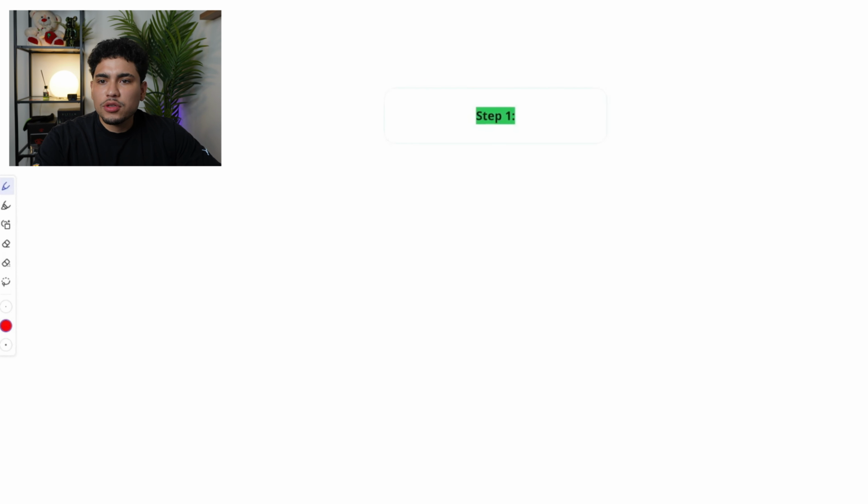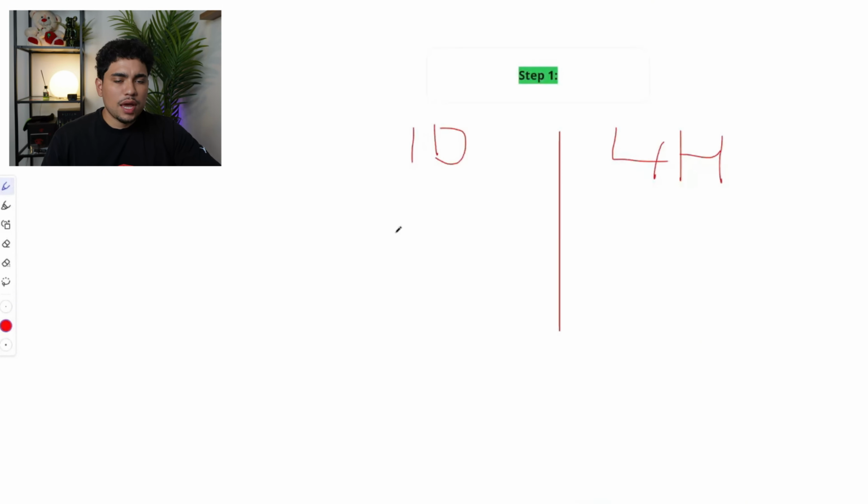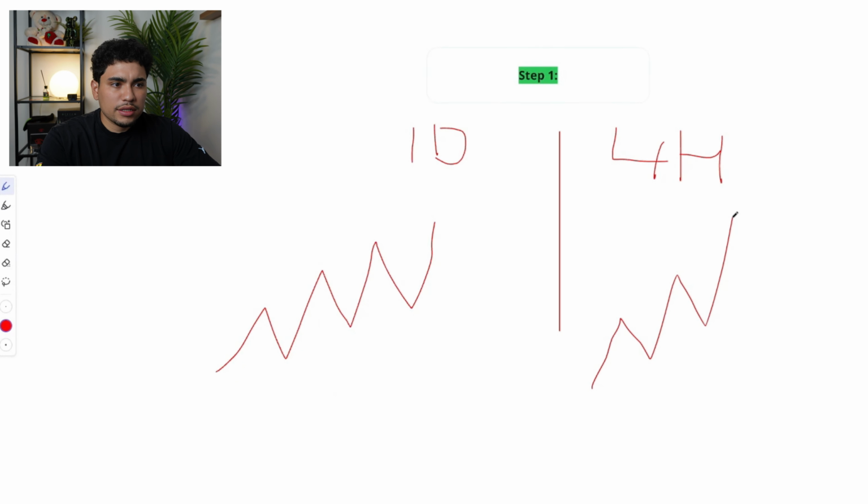So for this, we're going to be using 2 time frames. Time frame number 1 is going to be the daily time frame, and time frame number 2 is going to be the 4-hour. And what we want them to be doing is the exact same thing. So a bullish chart is going to consist of higher highs and higher lows being created. So as long as both the daily and the 4-hour are creating higher highs and higher lows, then our daily bias is going to be bullish.